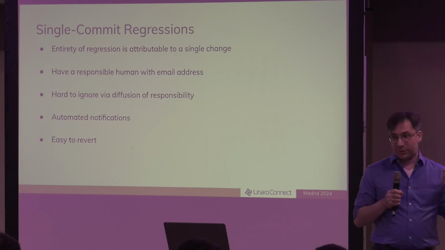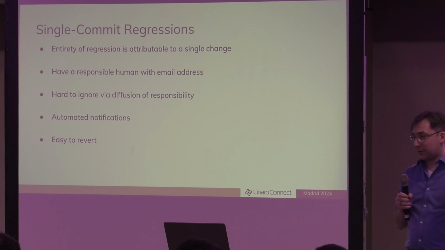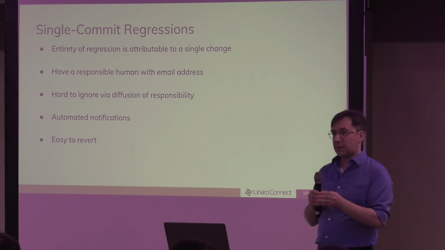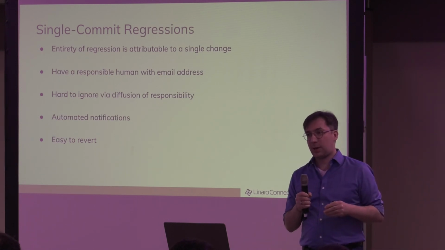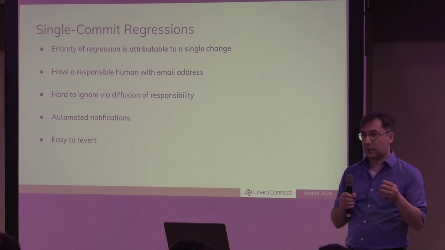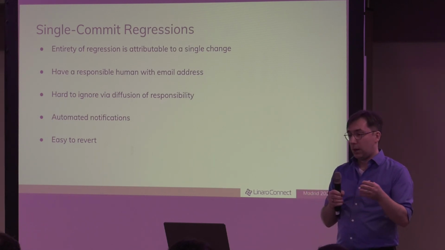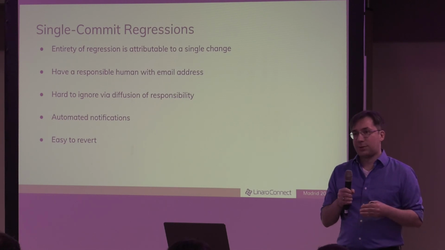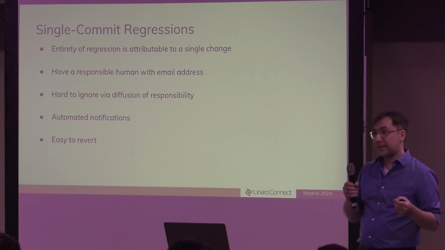Because it's a single commit regression, it's hard to ignore via diffusion of responsibility. This is when you send a report to 10 people instead of 1. And finally, it's easy to revert. If everything else fails, and you cannot interest the developer in fixing the problem that his or her patch caused, if the community policy allows it, you can just revert the patch. And it's an easy fix.